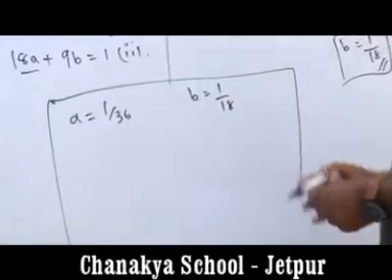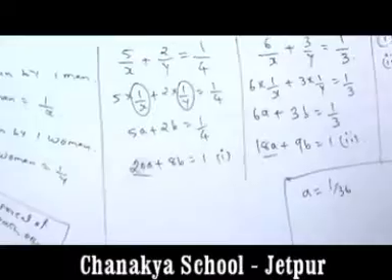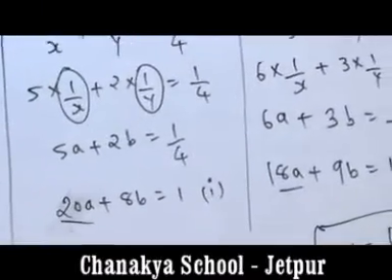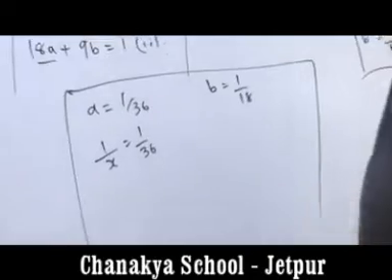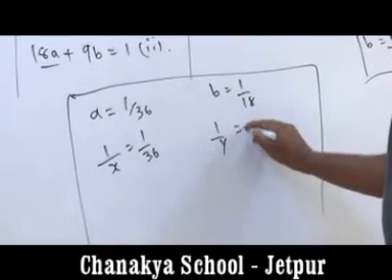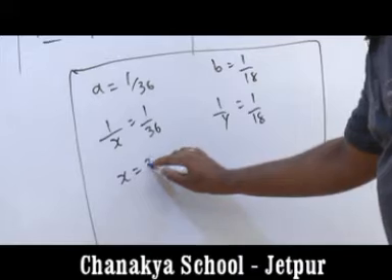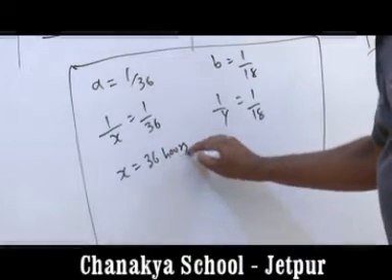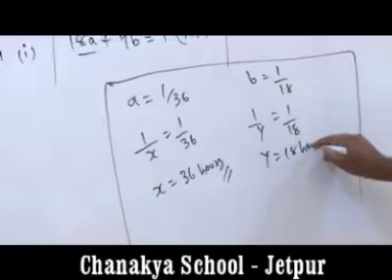Now students, what is the value of a? That is 1 by x. We have assumed a as 1 by x and b as 1 by y. Here 1 by x equal to 1 by 36. Here b, that is 1 by y, equal to 1 by 18. Cross multiplying, it gives x equal to 36 hours. And cross multiplying here gives y equal to 18 hours.